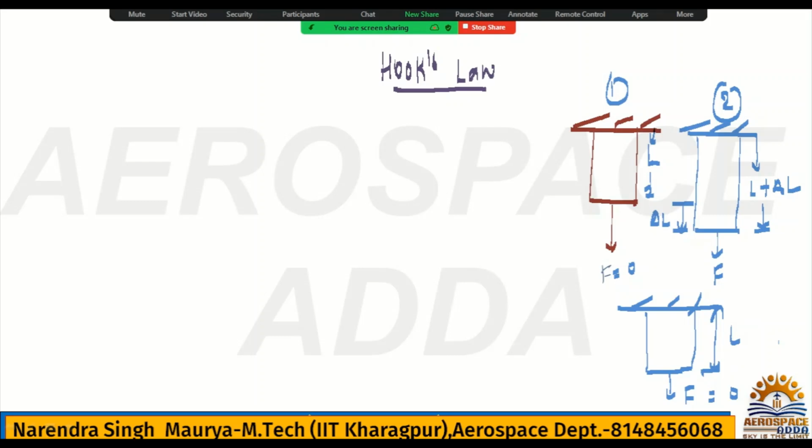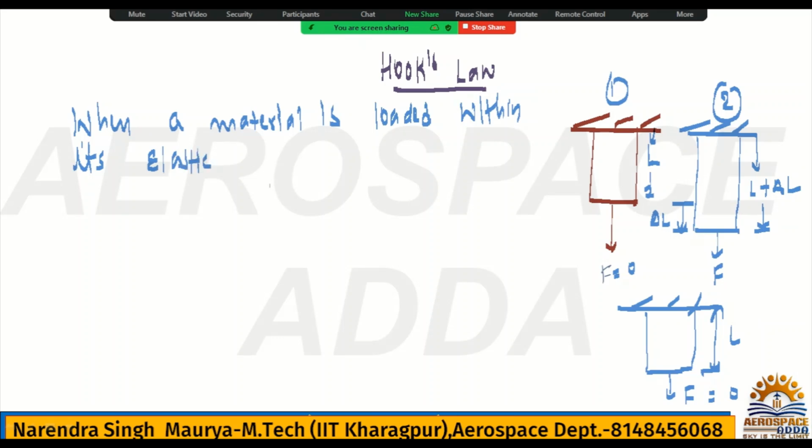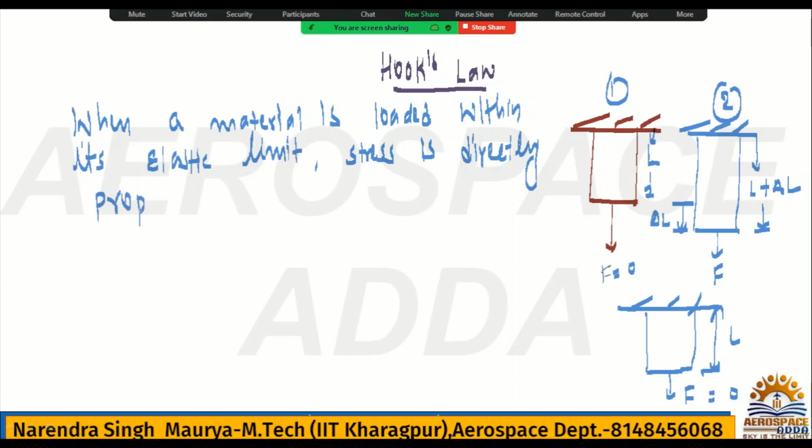So if you talk about Hooke's law, you have to note this statement: when a material is loaded within its elastic limit, stress is directly proportional to the strain.